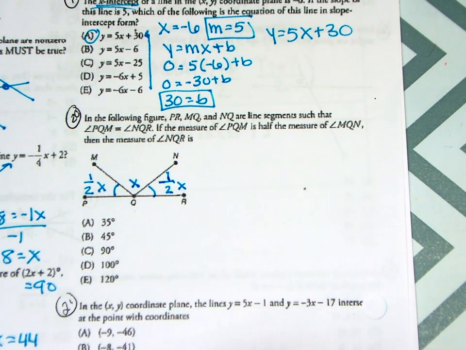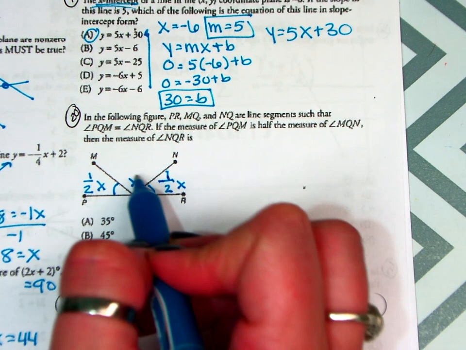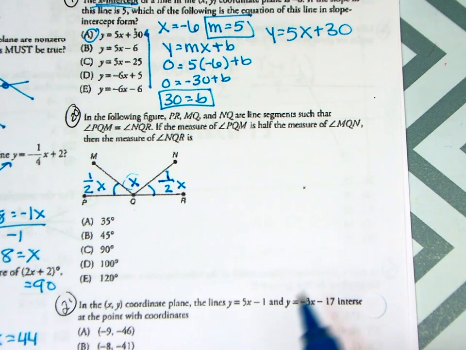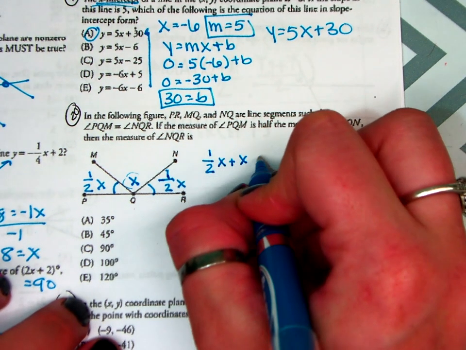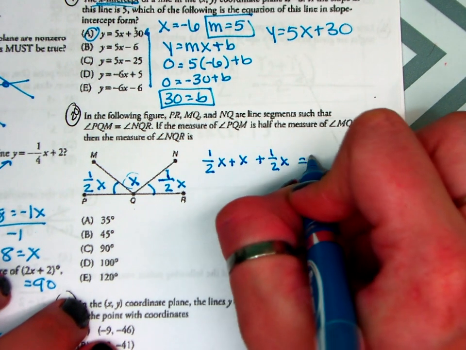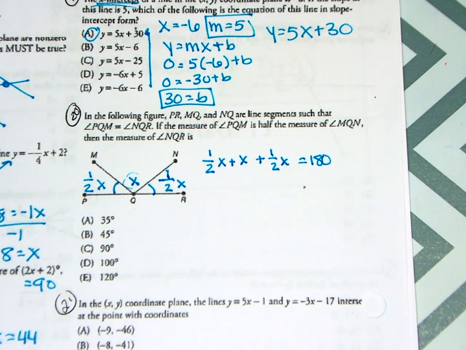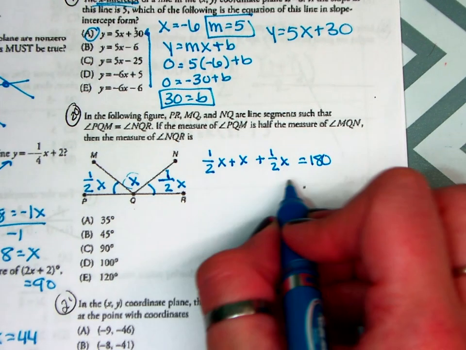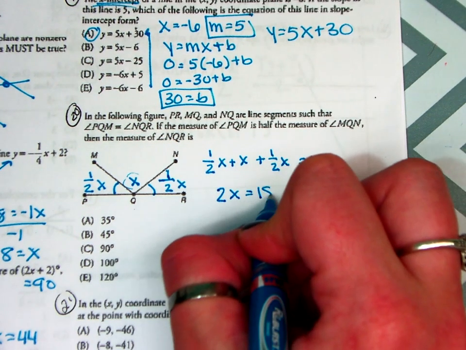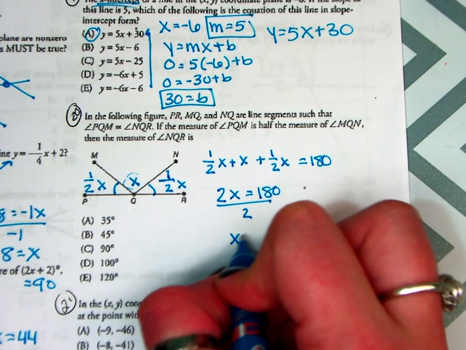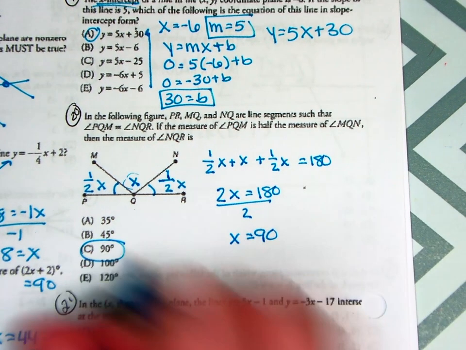Okay? We want to know the measure of NQR. So we're trying to find the value basically of x. So 1/2 x plus 1/2 x has to add up to 180 degrees. 1/2 plus 1/2 is 1, so 1 plus 1 is 2. So we have 2x equals 180. When I divide by 2, I get 90. So the answer is C.